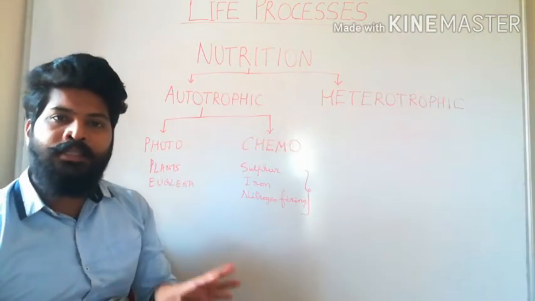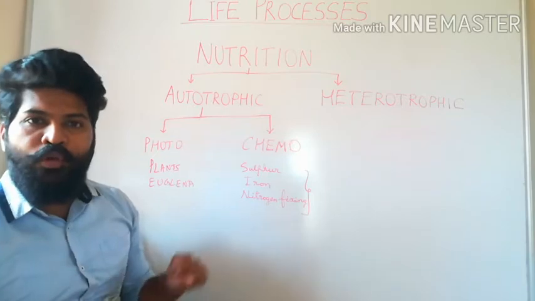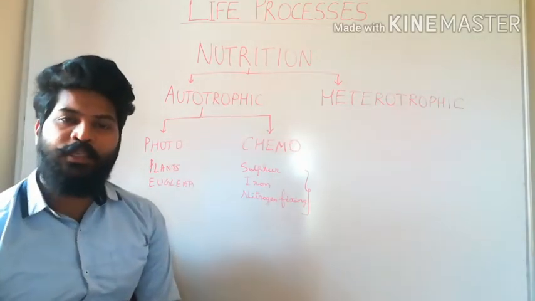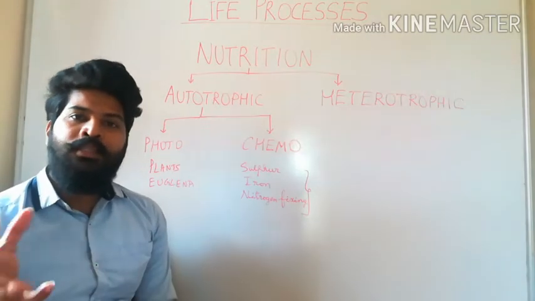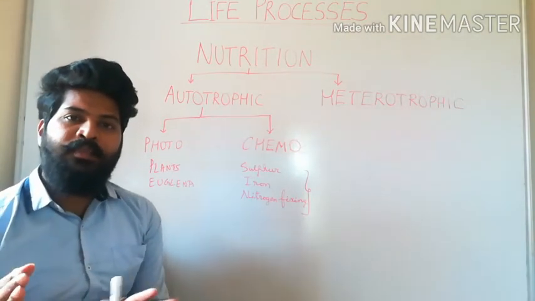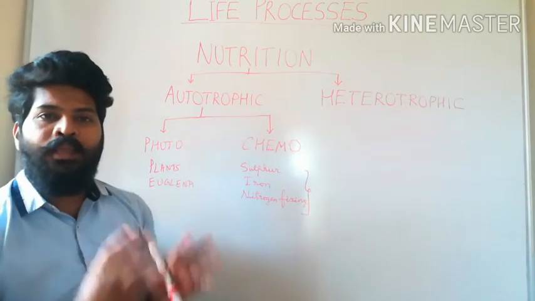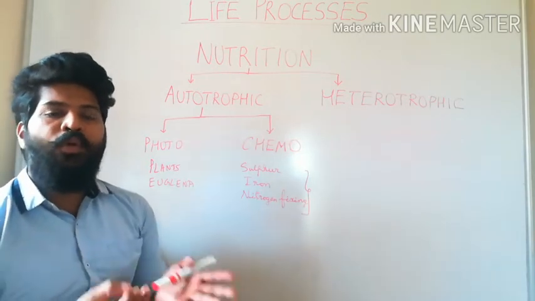So let us discuss the mode of nutrition in plants. How do plants prepare their own food using light? This process is called photosynthesis. Synthesize means to prepare. Photo means light. Using light, plants prepare their own food.